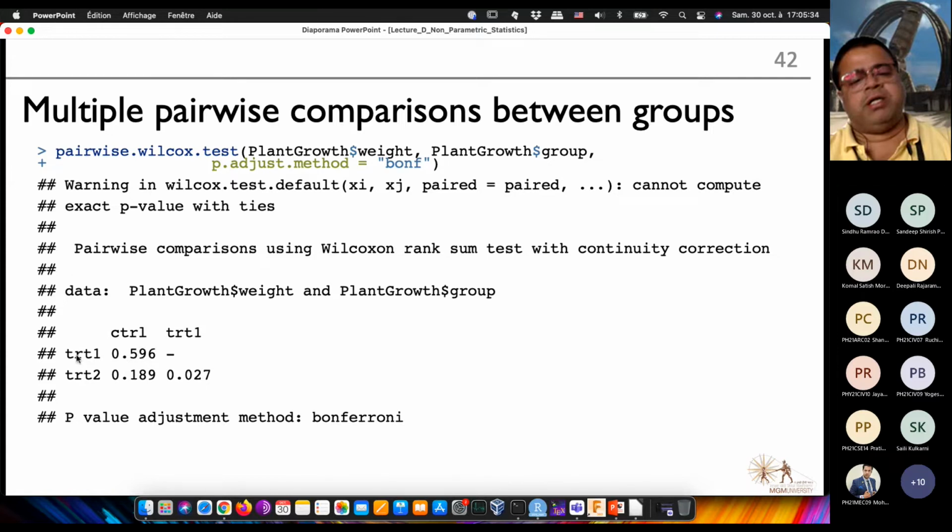Control and treatment 1 have no difference. This is 0.1, which is bigger than 0.05. Control and treatment 2 have no difference. But look at this, it is 0.027, which is less than 0.05, which means treatment 1 and treatment 2 are different. Okay, so this is what it means from this particular table that we are seeing right now.